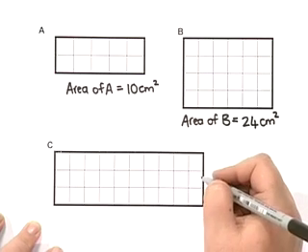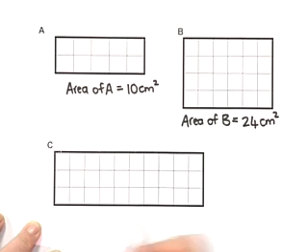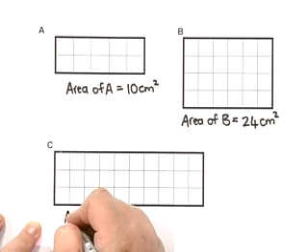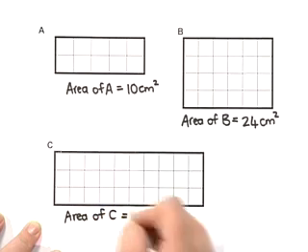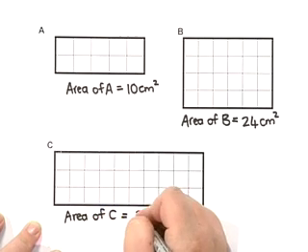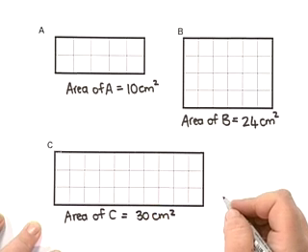What about number C? We've got the width is 3. How much is the length? Let's count. 1, 2, 3, 4, 5, 6, 7, 8, 9, 10. 10, 20, 30. So we can record the area of C is equal to 30 square centimeters. Well, that was easy.